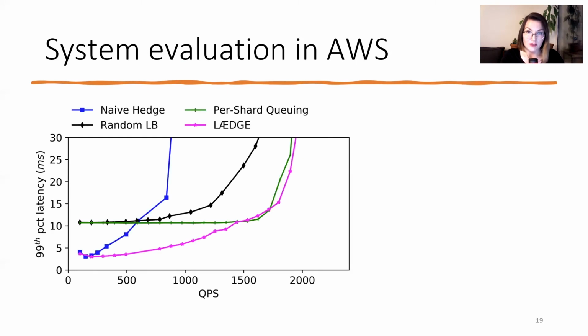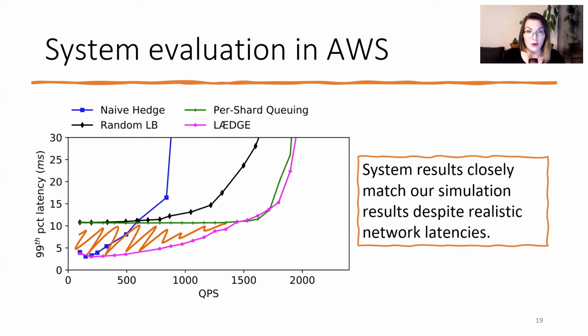Now let's look at our system results. On the x-axis, we have queries per second, and on the y-axis, we have 99% latency in milliseconds. I'm showing you naive Hedge that we saw before, a push-based load balancing called random load balancing, a pull-based load balancing, which is per shard queuing, and our LÆDGE policy without cancellations. The benefit of LÆDGE compared to per shard queuing is on average 49% in this area that I shaded on the graph. What we saw is that our system results closely match our simulation, and this is despite having these realistic latencies between our virtual machines. For more details, please check the paper.